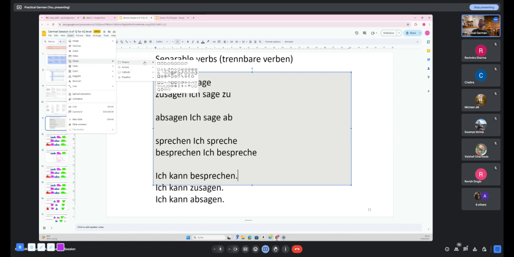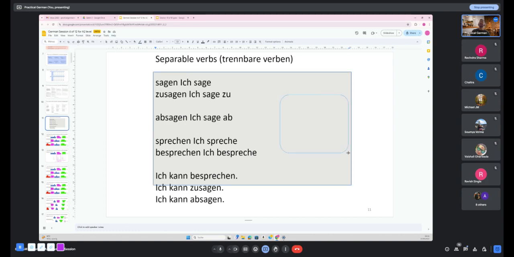Now we are talking about pronunciation. We are focusing on pronunciation. If I want to say this sentence, I will say ich kann zu sagen. I'm emphasizing the zu part because it's a separable prefix. If I want to say this other sentence, I will say ich kann besprechen. I will not stress the be. Because when the prefix is not separable, you don't emphasize it, meaning you should very quickly be done with it.